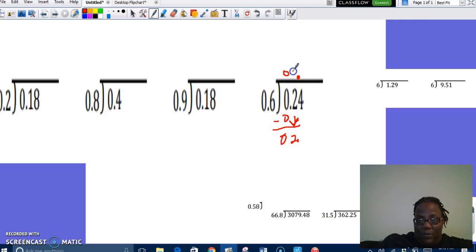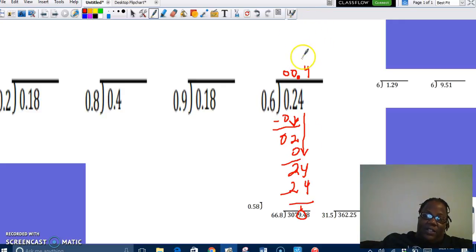6 will go into 2, 0. You have to have a digit above every number, so you've got to be very careful about that. 0 times 6, 0, 2. Bring down the 4 now. So now you just look at it as 6 will go into 24. And 6 will go into 24. If you're not sure, use your multiplication chart. I know it's 4 times, because 4 times 6 is 24. So my final answer here, 0.4.